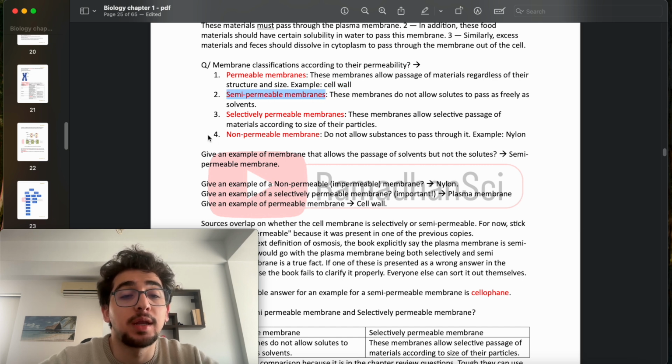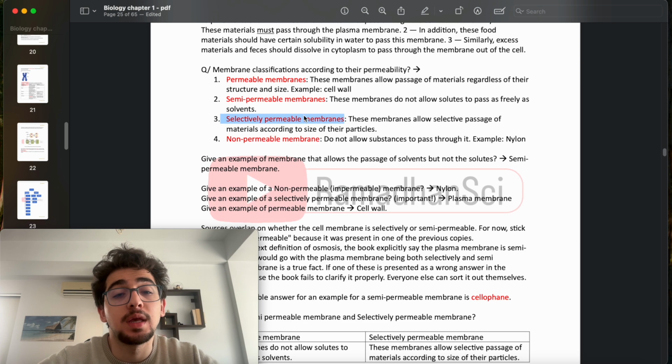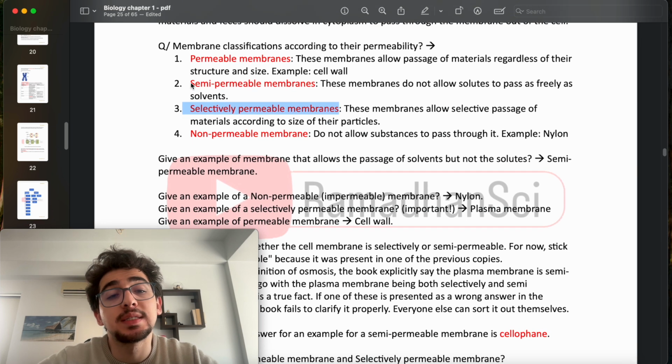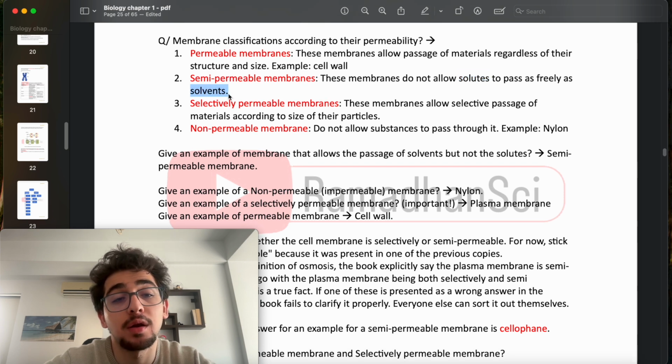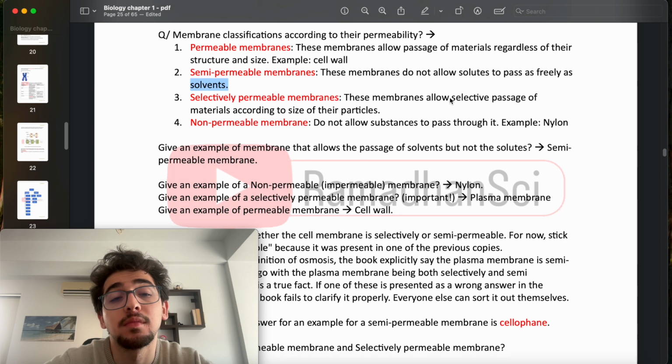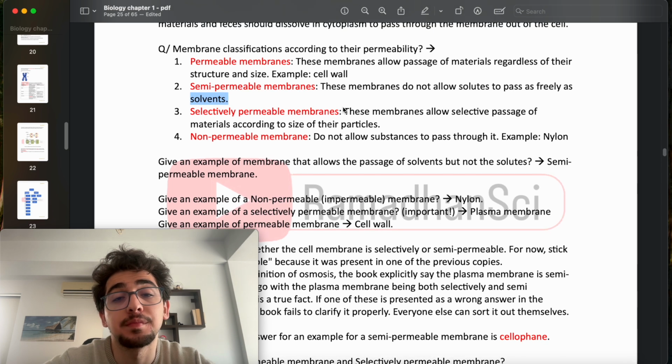The semi-permeable membrane and the selectively permeable membrane are very similar, and you can easily get them confused. Semi-permeable membrane means that they allow the passage of solvents more than the solutes. You need to understand the concept of solvent and solute. Solvent is the liquid material that usually the solutes dissolve in. The simplest example is water and sugar, or water and salt. So if we have water and sugar, the semi-permeable membrane will allow the passage of water more than sugar.